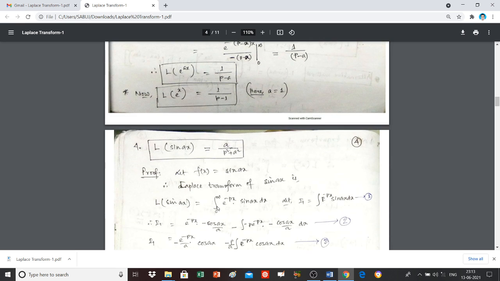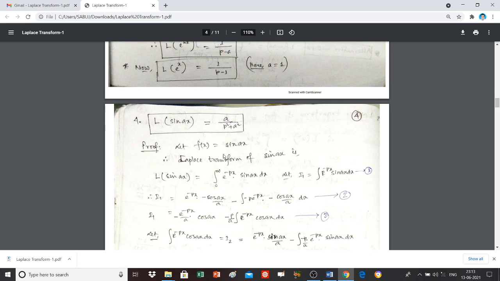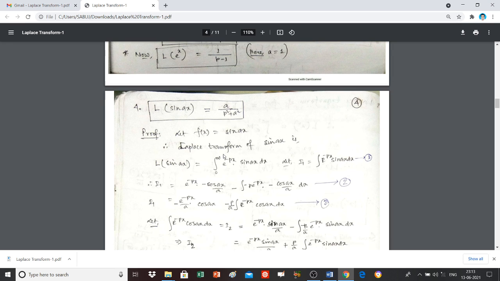After that, the Laplace transform of sin ax is equal to a by (p square plus a square). So in this case, the given function f(x) is equal to sin ax. So let us calculate the Laplace transformation of this sin ax. The Laplace transform of sin ax is equal to the integral from 0 to infinity of e to the minus px, then the function sin ax dx.